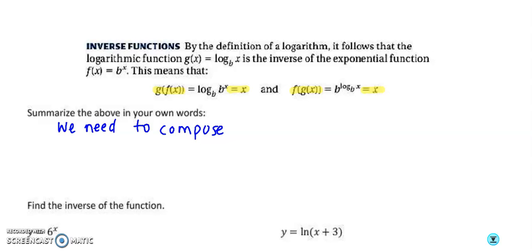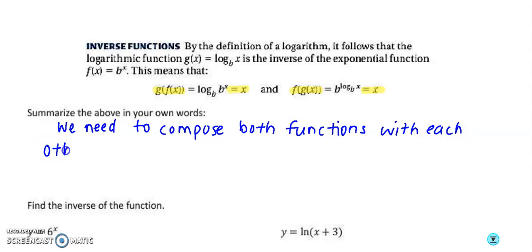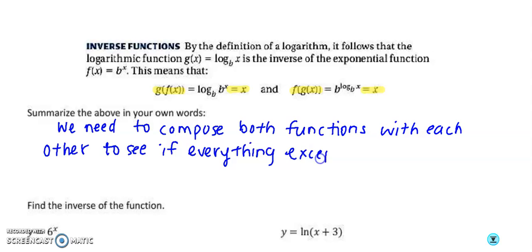So if we were going to summarize this, we might say we need to compose both functions with each other to see if everything, I'll say except for a single x, cancels out.